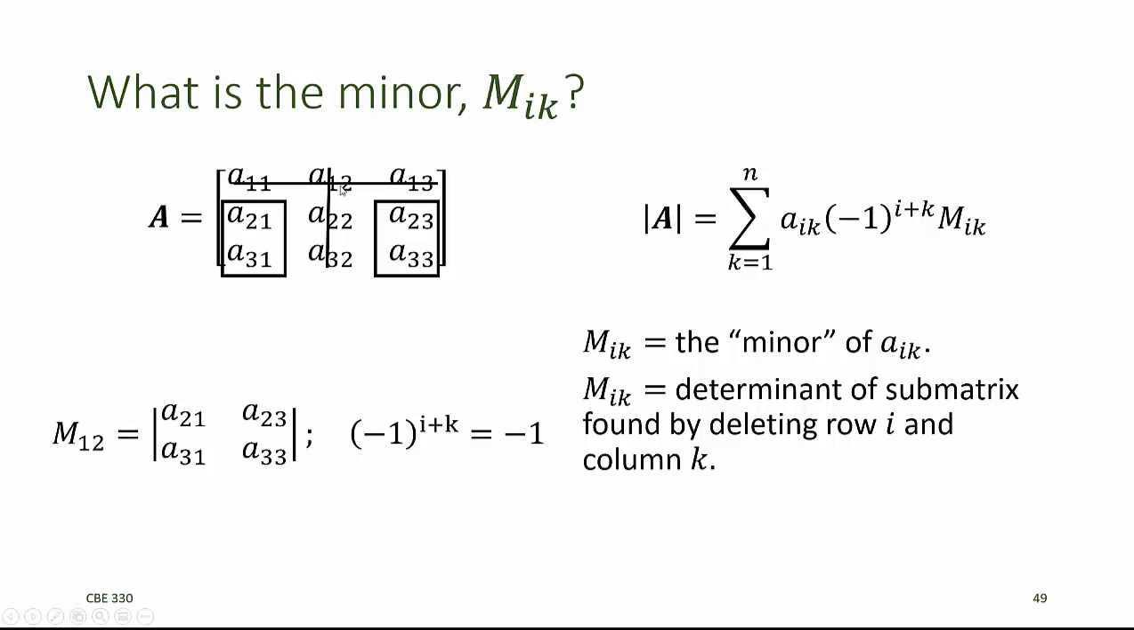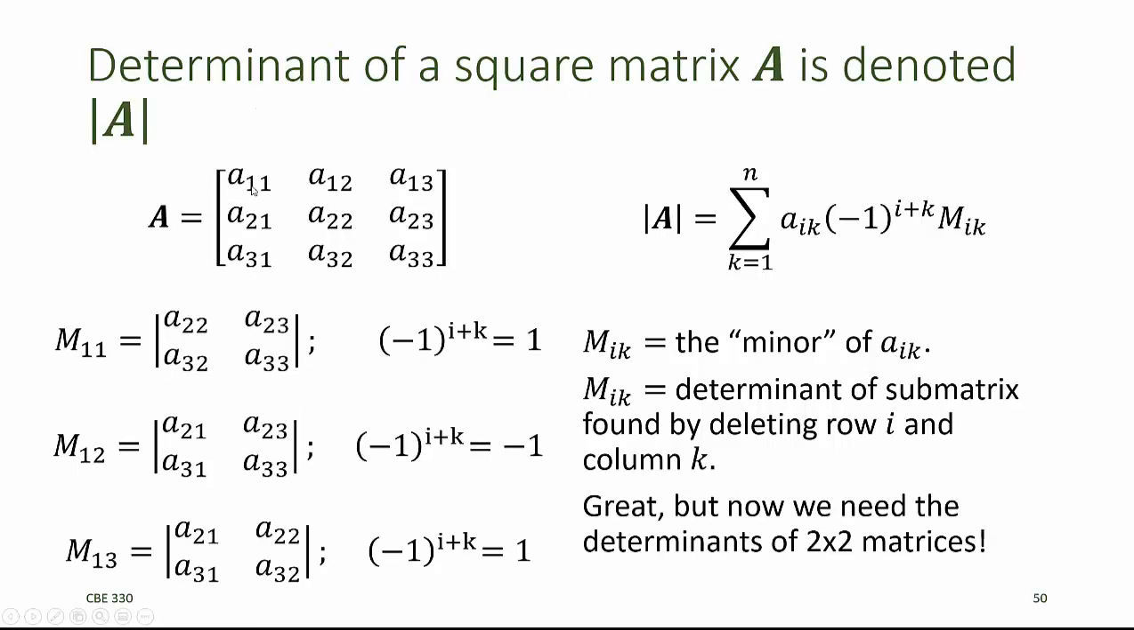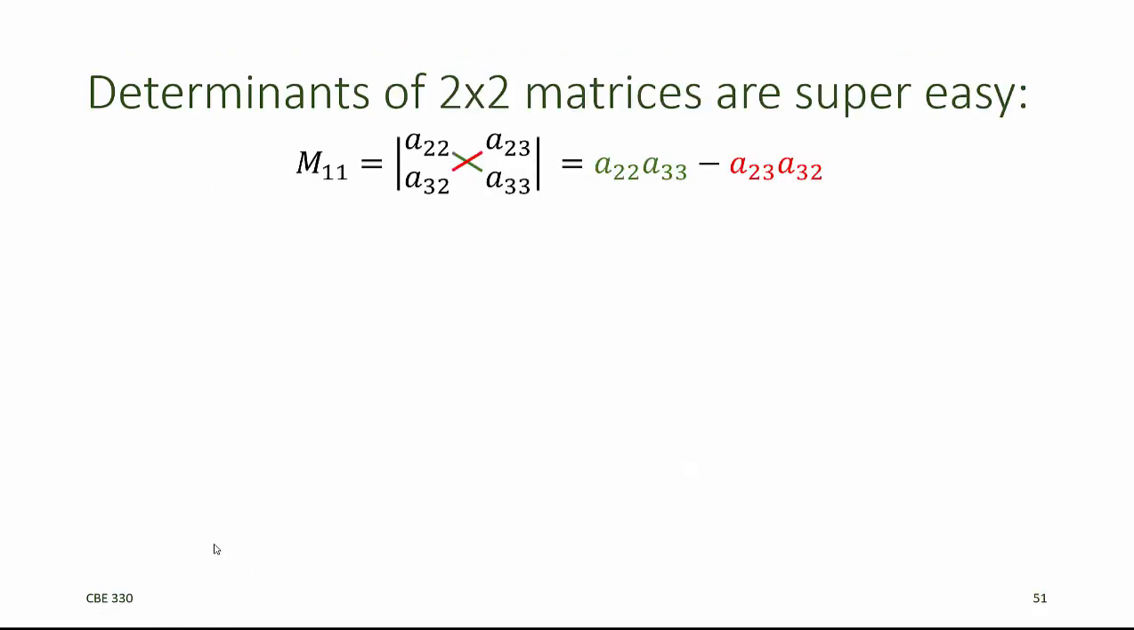Next, we find the minor of the submatrix created by eliminating the first row and the second column. So that's this matrix. And this term now takes the sign -1. And we can do the same thing, eliminating the first row and the third column to form the minor of the 1, 3 element. This one is added instead of subtracted. This procedure for finding the determinant of a 3 by 3 matrix requires also finding the determinant of 3 2 by 2 matrices. But the determinants of the 2 by 2 matrices are very easy to find.